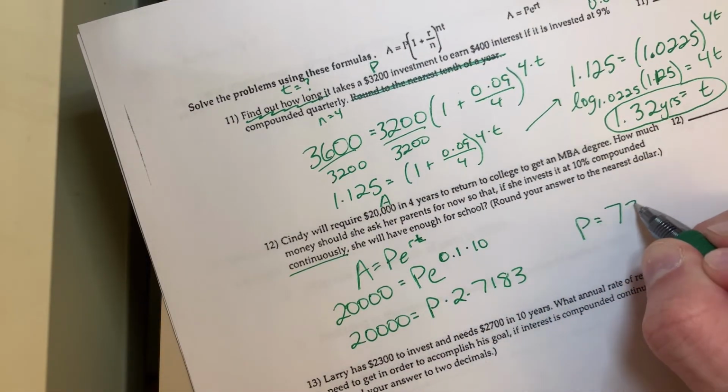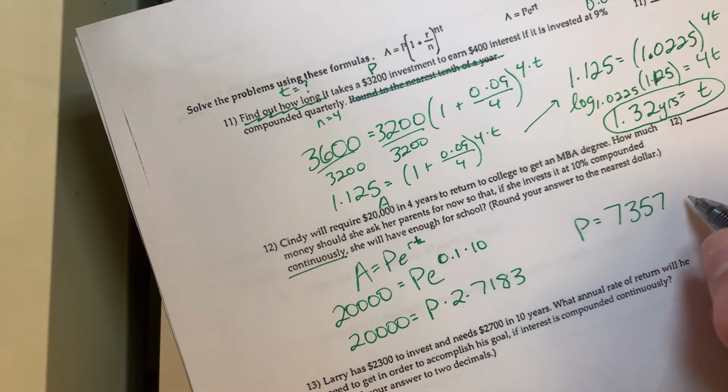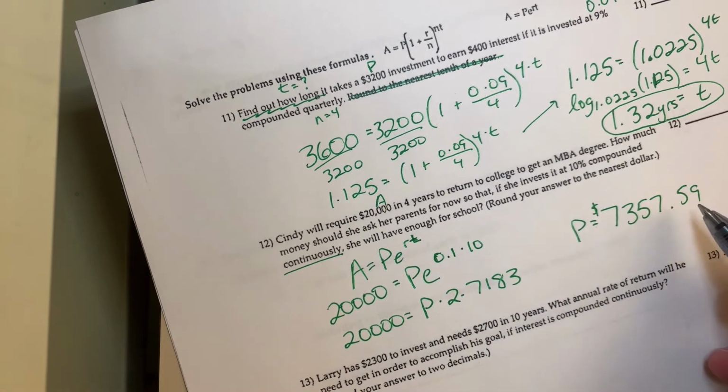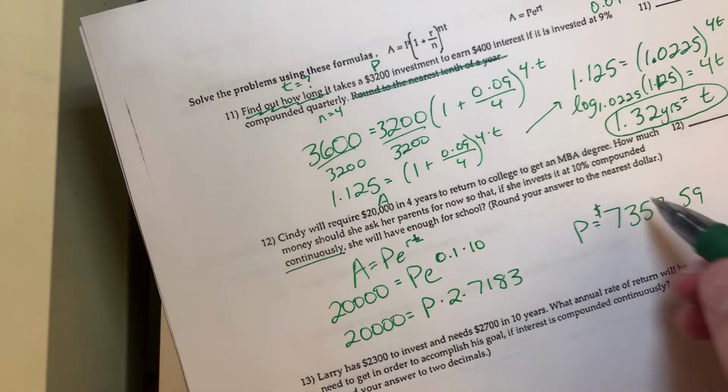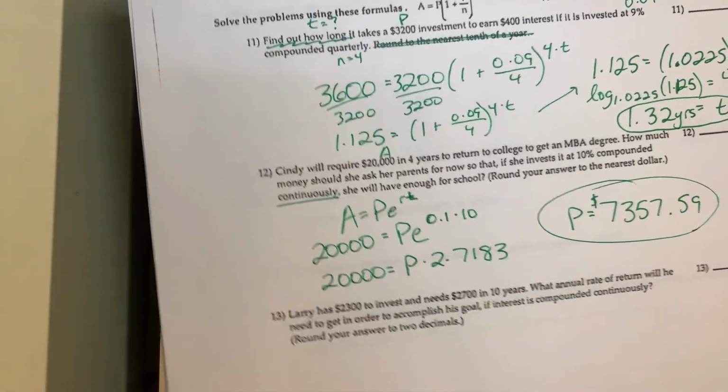So how good is Cindy? She's saying, hey parents, if you give me 7,357 and if I round 59 cents, now I can invest that at 10% interest, compound it continuously, and it'll turn into $20,000. So way to go, Cindy.